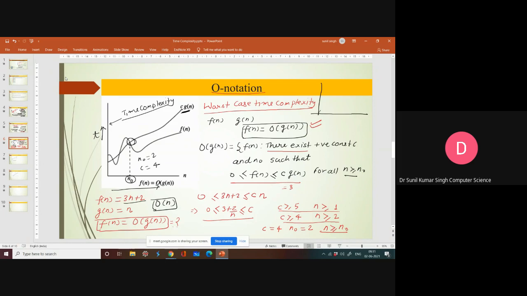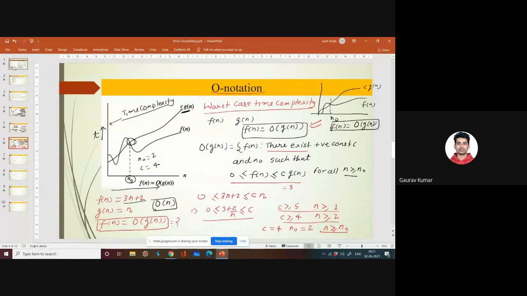Maybe this is your c g(n), and maybe we are going to have something different here. Maybe you can have it like this, here n naught, and this is f(n). If it is holding the condition for this n naught and c, then also we can express f(n) is equal to big O of g(n). So this is representing the worst case time complexity.